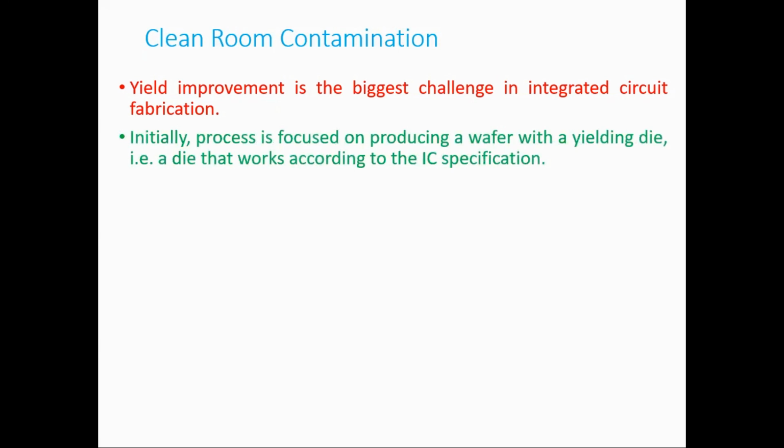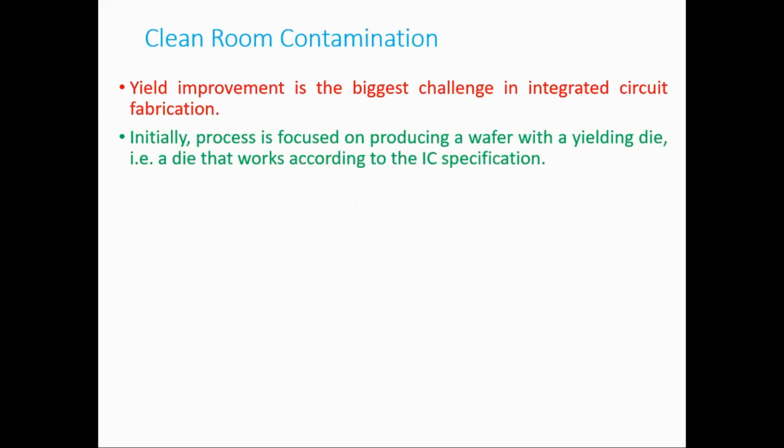Second thing is that the process is focused on producing a wafer yielding dies that work according to the IC specification. So it is not done in the simplest manner. We are actually creating a die. You are already familiar with the concept of die: a thing of specified dimensions that is put on the IC. That is done through several processes, which we are about to discuss in the coming classes.